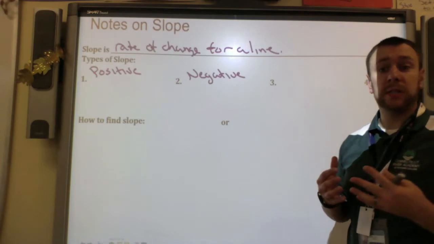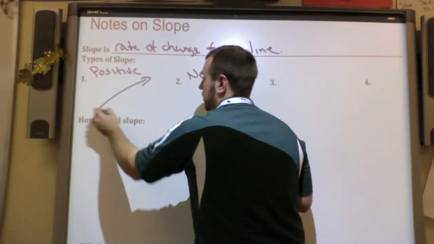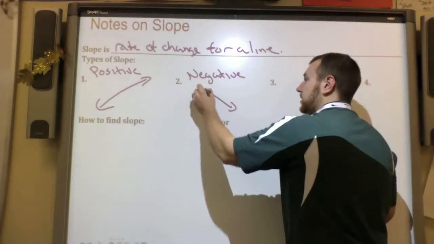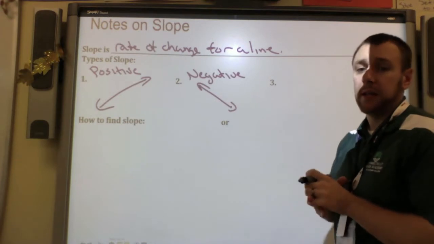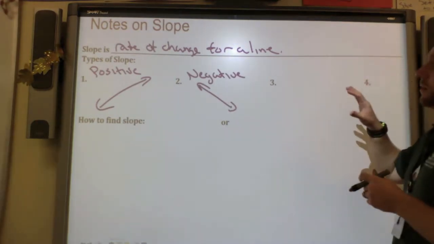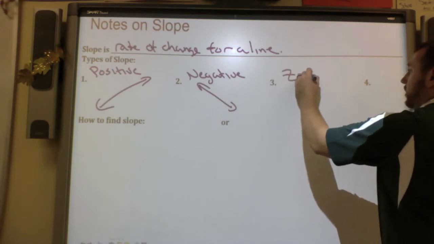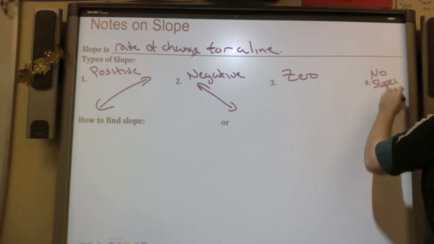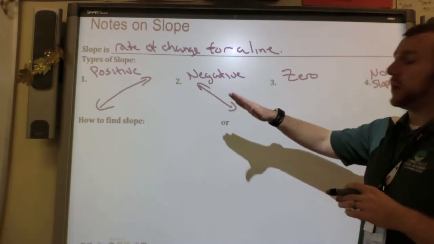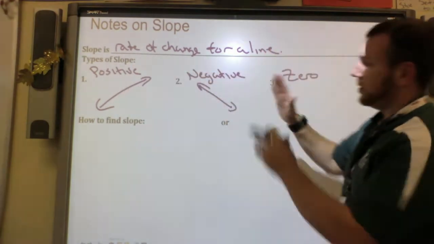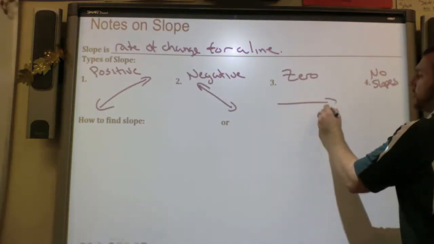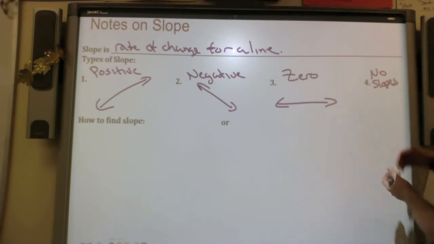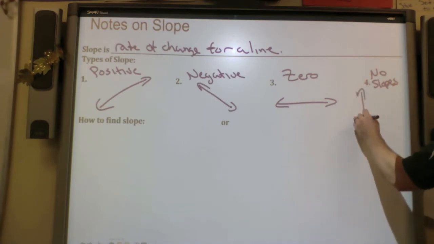Okay, so you'll see lines that go up from left to right. That's a positive slope. And lines that go down from left to right, that's a negative slope. There are also zero slopes, and there are no slopes. So a zero slope is a horizontal line like that. It's not going up, it's not going down, it's just going horizontal. And a no slope is a vertical line like that.